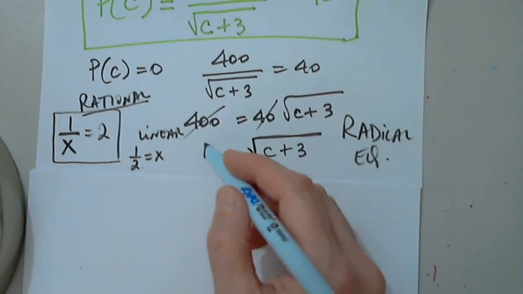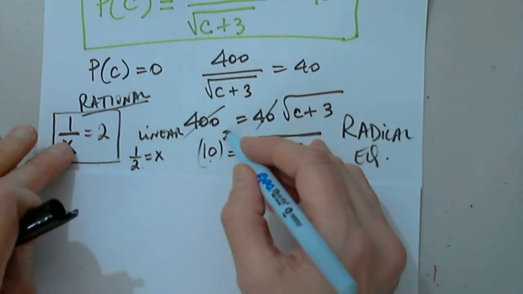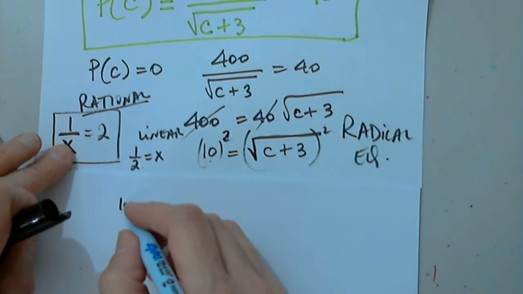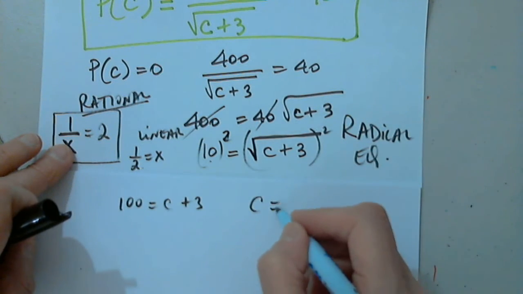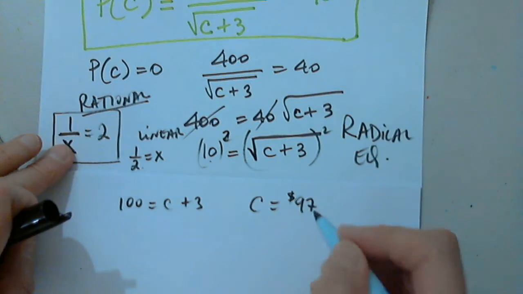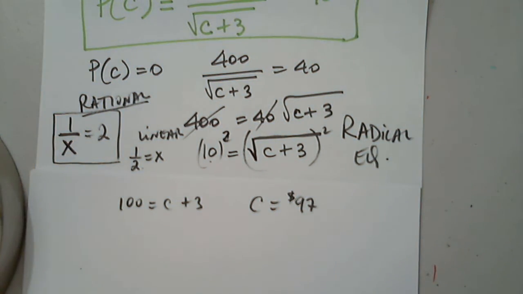Good. So we square both sides. Square here, and we get 100 equals c plus 3. Move. So c equals 97. So the profit for this business will be 0 when the cost is 97.